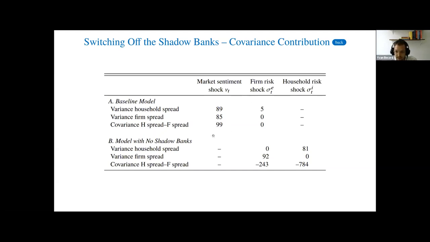But if you take the model without shadow banks, then the firm risk shock contributes negatively to the covariance, and the same goes for the household risk shock. So basically each shock explains its own spread, but they cannot explain the covariance, and remember the correlation is super high in the data. All right, so let me conclude.